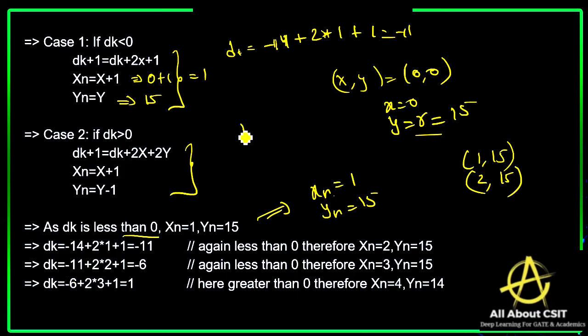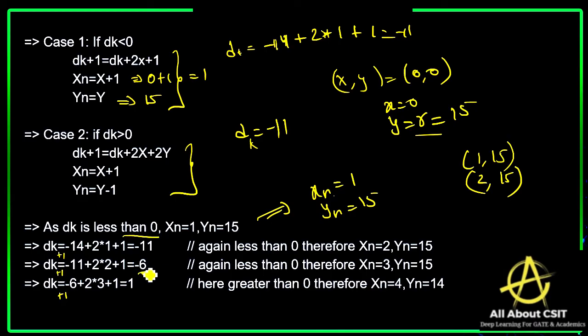Again check. So now the d is minus 11. So dk is minus 11. This is dk plus 1. Let's take dk plus 1, which needs to be calculated. dk is minus 11, a negative value. So perform this operation: minus 11 plus 2 into 2 plus 1 is equal to minus 6.